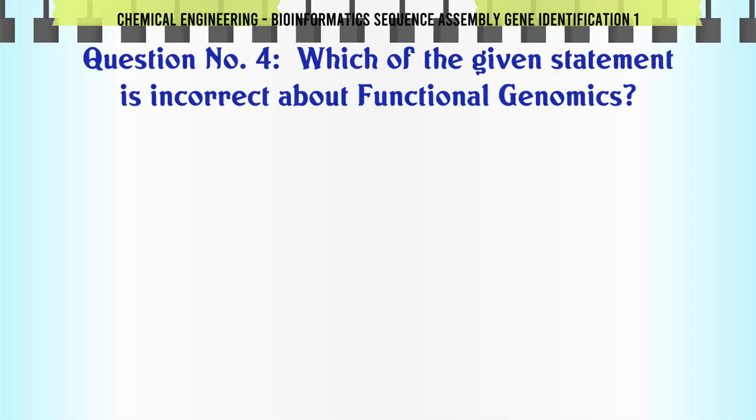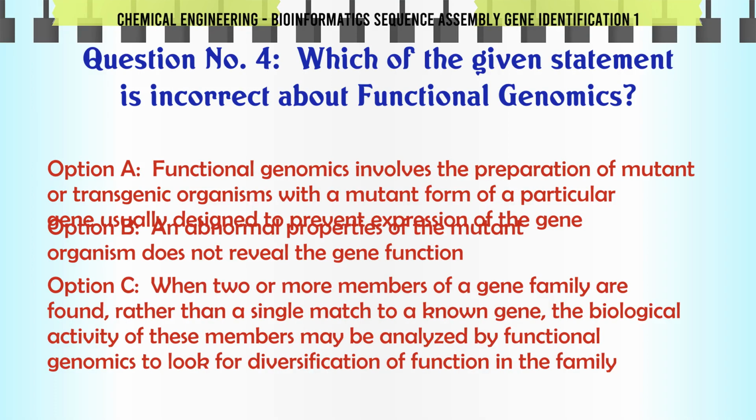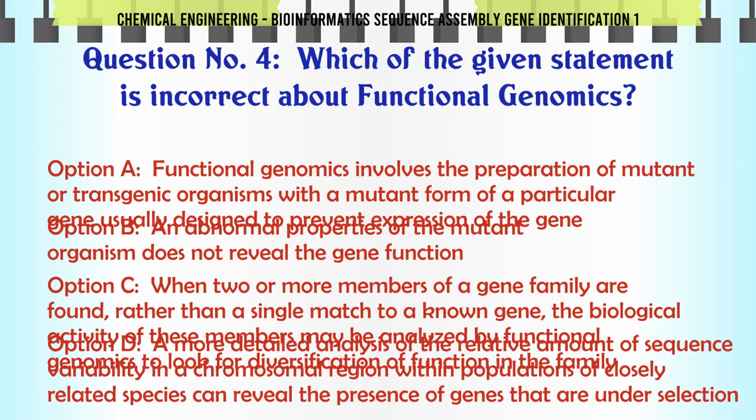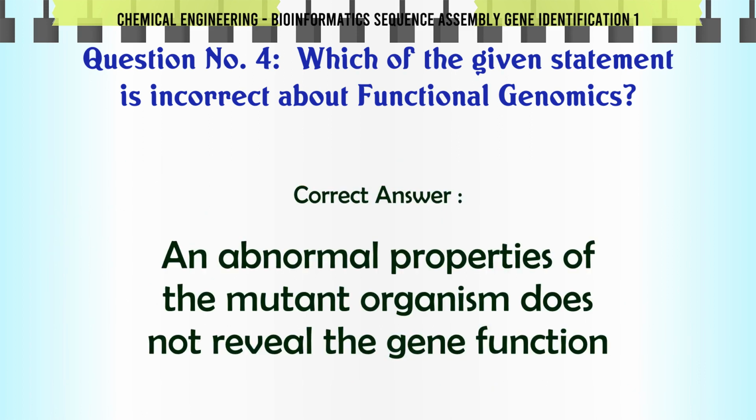Which of the given statements is incorrect about functional genomics? A. Functional genomics involves the preparation of mutant or transgenic organisms with a mutant form of a particular gene, usually designed to prevent expression of the gene. B. An abnormal property of the mutant organism does not reveal the gene function. C. When two or more members of a gene family are found rather than a single match to a known gene, the biological activity of these members may be analyzed by functional genomics to look for diversification of function in the family. D. A more detailed analysis of the relative amount of sequence variability in a chromosomal region within populations of closely related species can reveal the presence of genes that are under selection. The correct answer is an abnormal property of the mutant organism does not reveal the gene function.